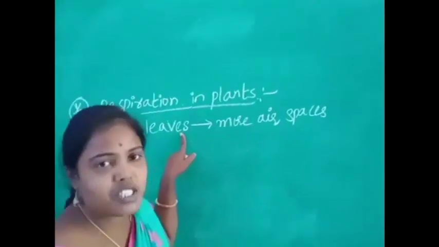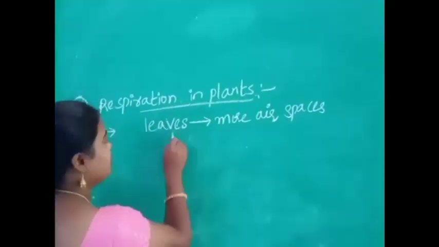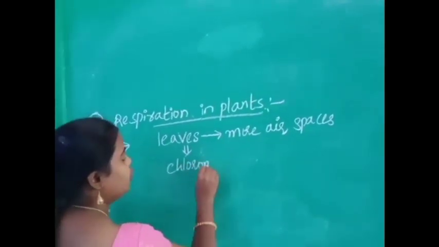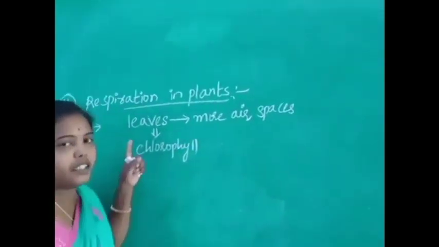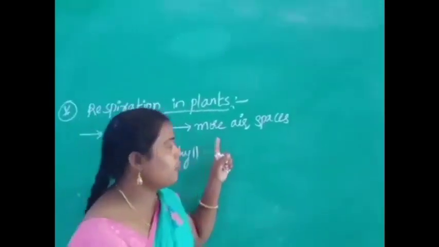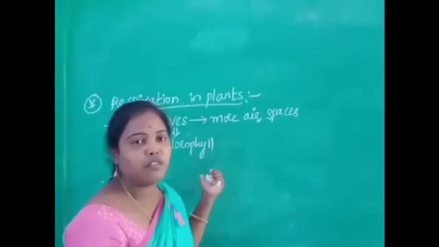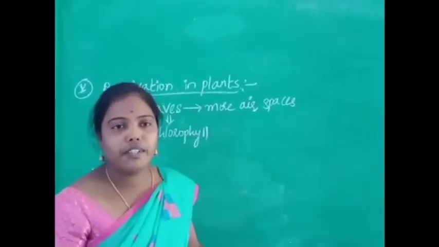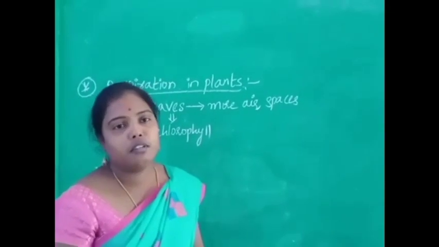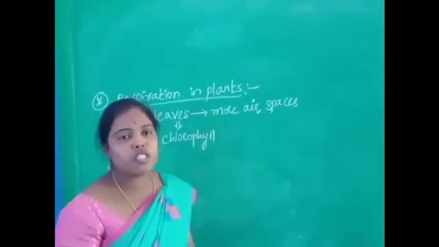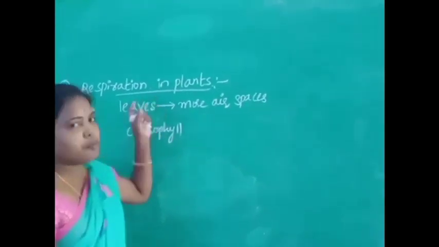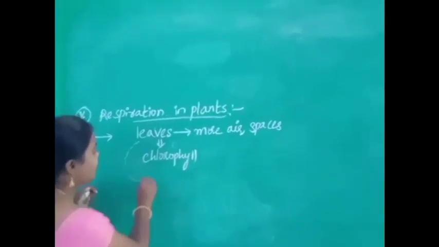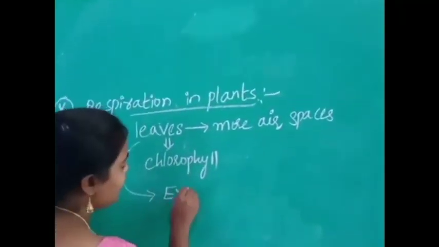So, the leaves contain a pigment. What is a pigment, Nana? Chlorophyll. Chlorophyll is a pigment which is present in the leaves, and the leaves contain more air spaces. So with the help of chlorophyll pigment, the solar energy is converted into chemical energy and the plant prepares its own food by using the process of photosynthesis. Children, how does the respiration process take place in the plants? Through the leaves. Okay, what is the function of the leaf, Nana? Exchange of gases.